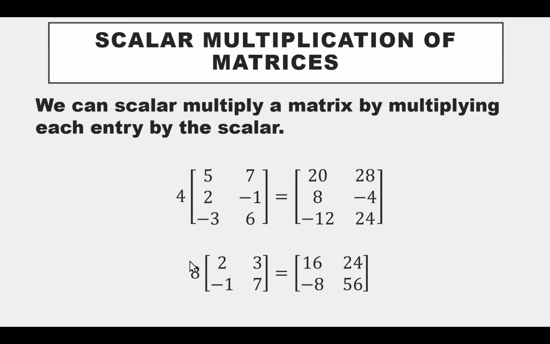We can do that with other dimension matrices as well. It doesn't matter what the dimension of the matrix is. You simply multiply the coefficient times every entry in the matrix. So that's how we do scalar multiplication. I have a number multiplied times a matrix, and I multiply that number times each entry of the matrix.